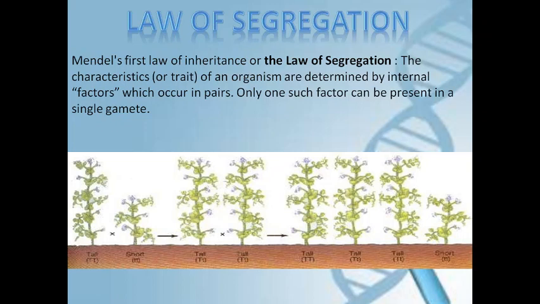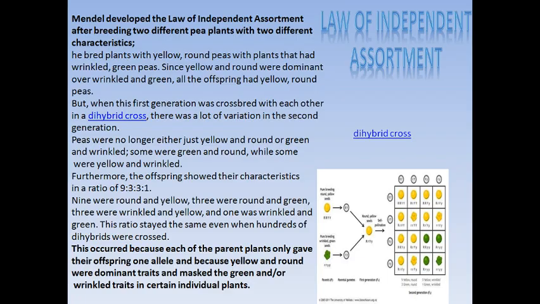Now Mendel was very happy. He thought of performing another cross, which was later known as the dihybrid cross. In dihybrid, di means two, mono means one. So in a dihybrid cross we study the inheritance of two pairs of contrasting characters.